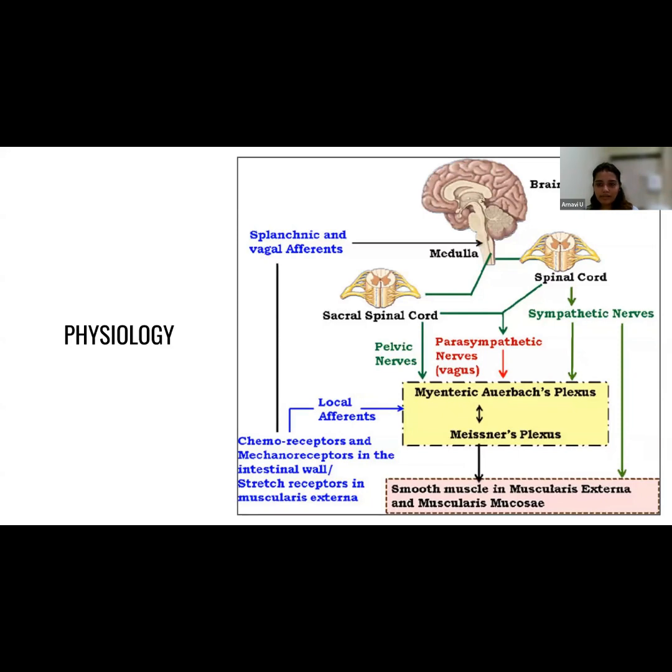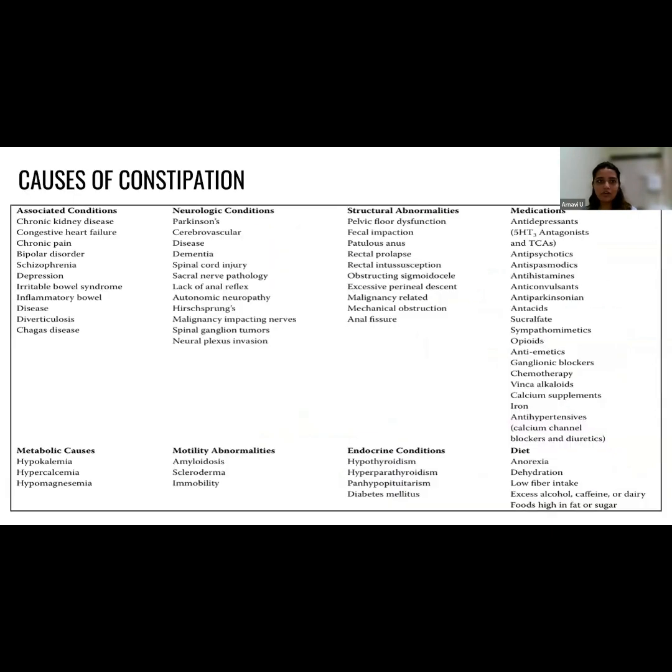In this, the myenteric layer, the one in the yellow box that we can see, regulates smooth muscle functions through intermediary pacemaker-like cells. And the submucosal layer, the one in the pink box, affects the secretions, absorption, and mucosal blood flow. So that is about the basic physiology.